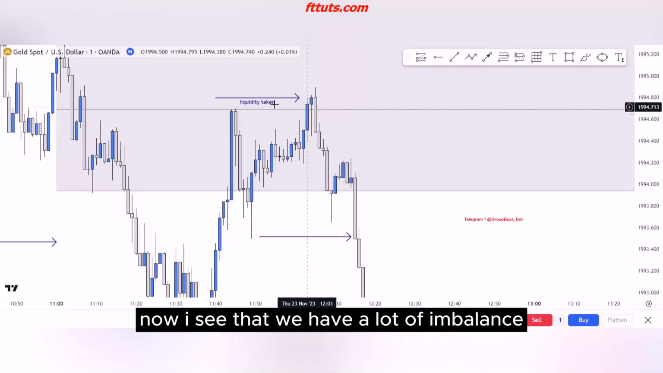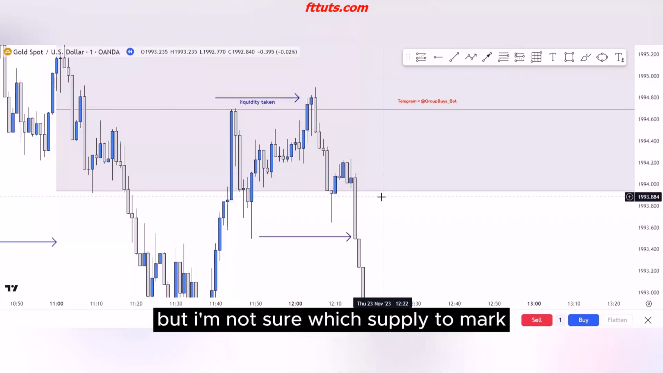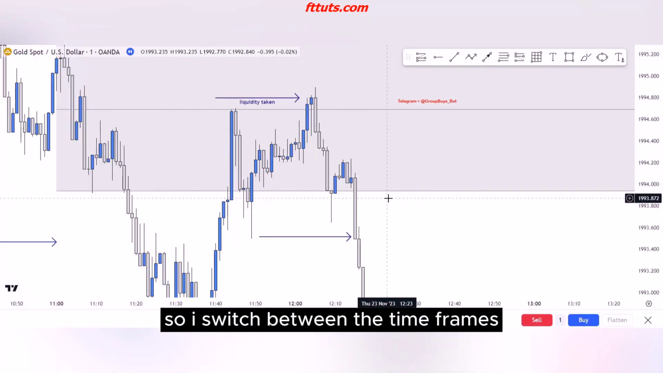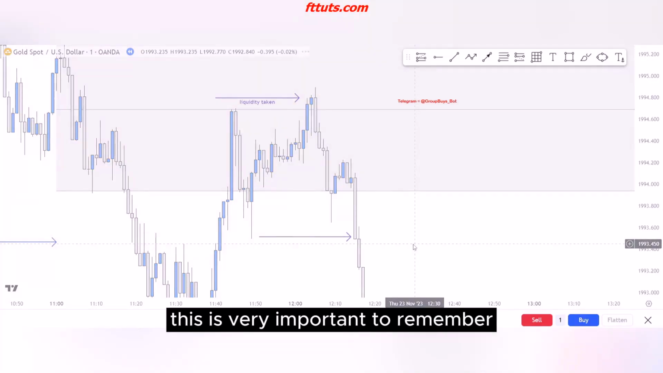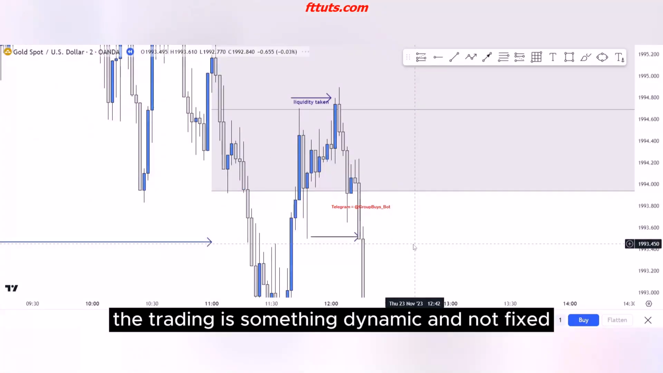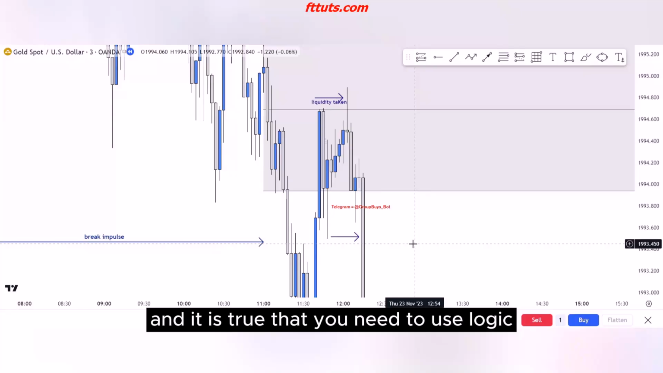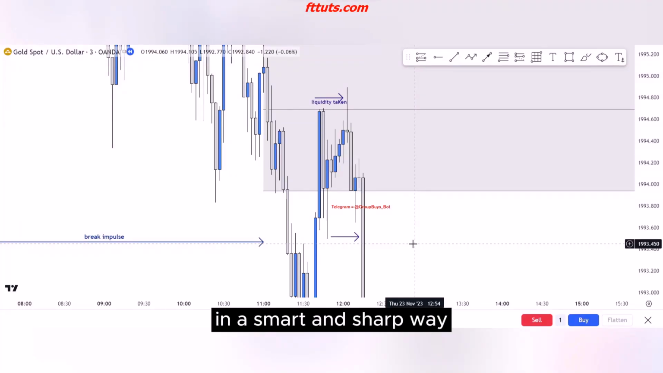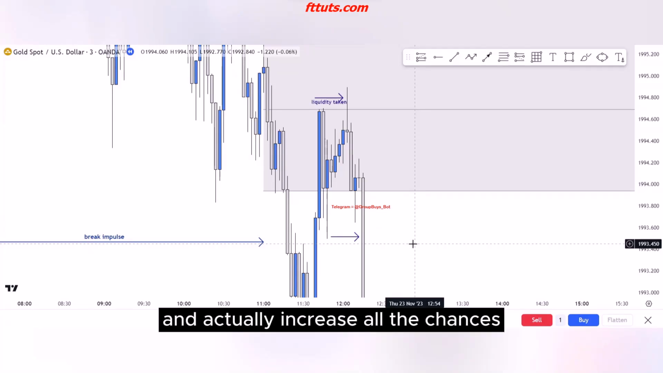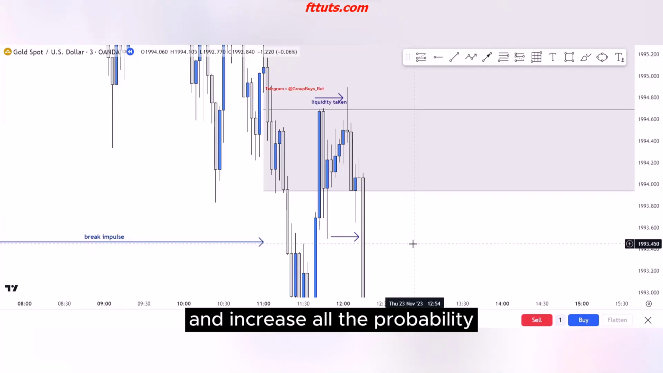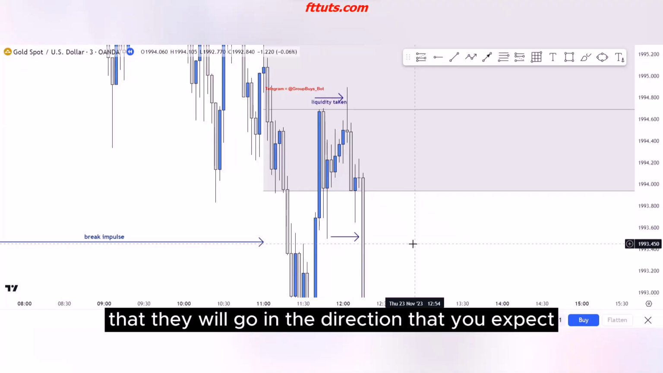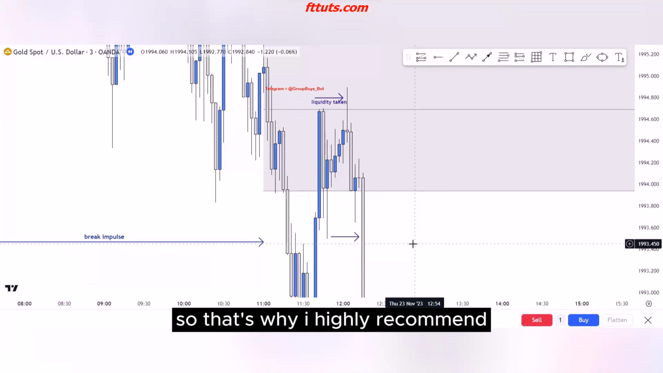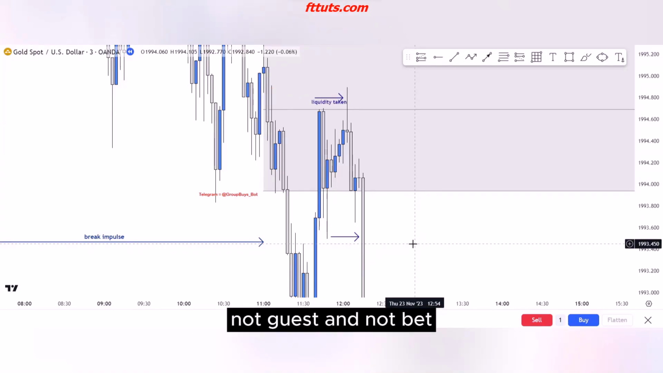Now I see that we have a lot of imbalance, but I'm not sure which supply to mark, so I switch between the time frames. This is very important to remember that trading is something dynamic and not fixed, and it is true that you need to use logic, but you also need to act and think in a smart and sharp way, and actually increase all the chances and increase all the probability that they will go in the direction that you expect. So that's why I highly recommend you to go between the times, not guess and not bet.